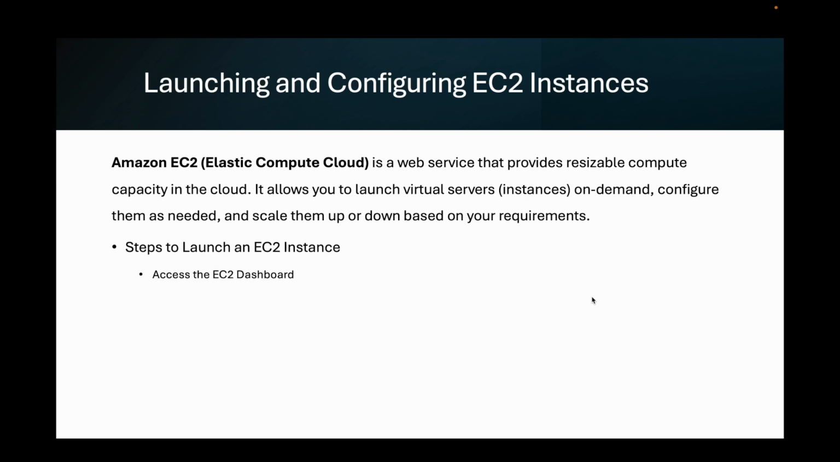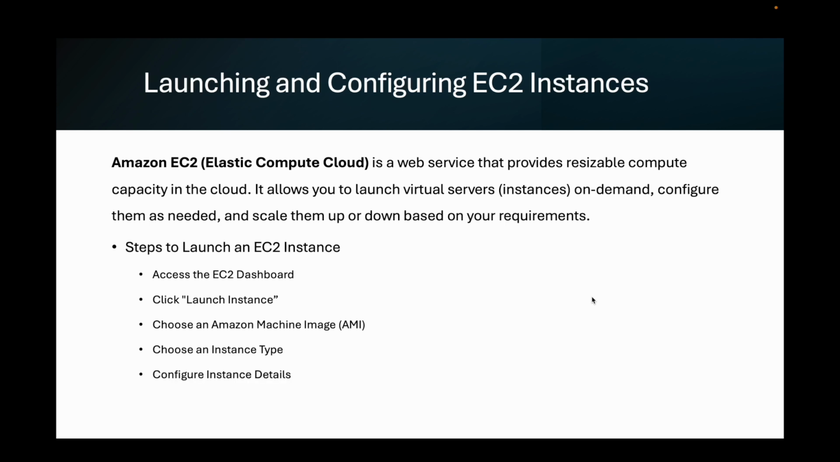First, access the EC2 dashboard. Click on launch instance and choose an Amazon Machine Image, AMI. The AMI is a pre-configured template that contains the operating system and any additional software, for example Amazon Linux, Ubuntu, Windows servers. For most Linux-based projects, the Amazon Linux 2 or Ubuntu AMIs are commonly used. Next, choose an instance type. AWS offers a variety of instance types optimized for different use cases. For example, choose T2.micro for a small, cost-effective instance eligible under the AWS free tier.